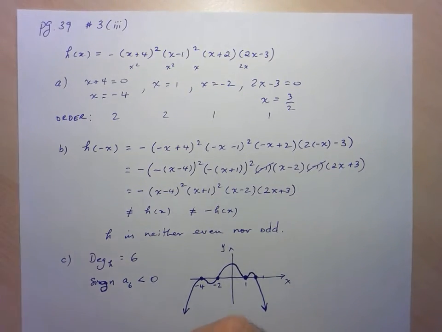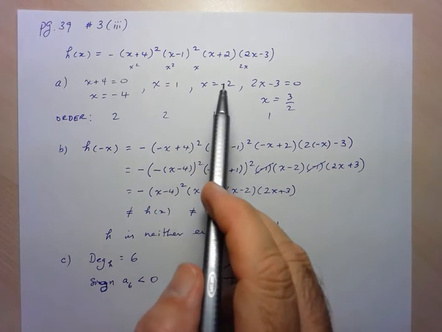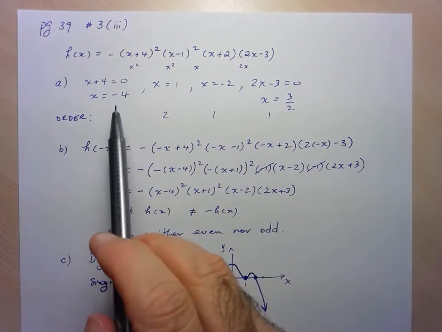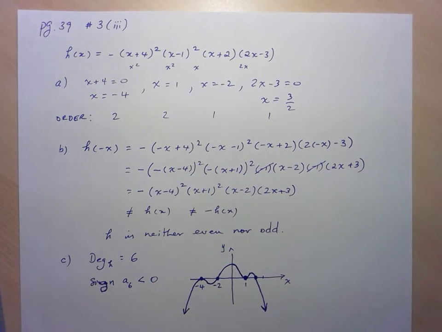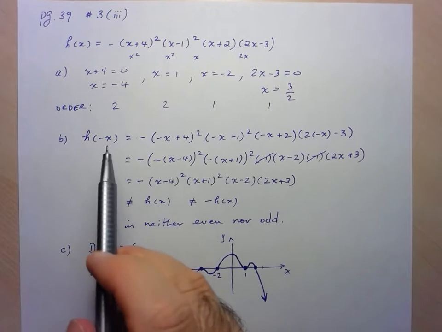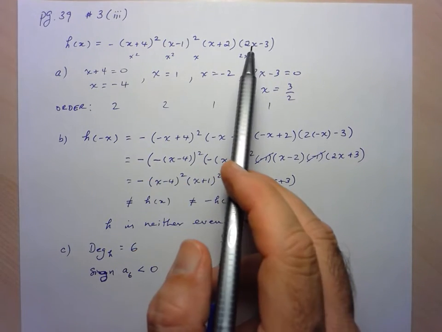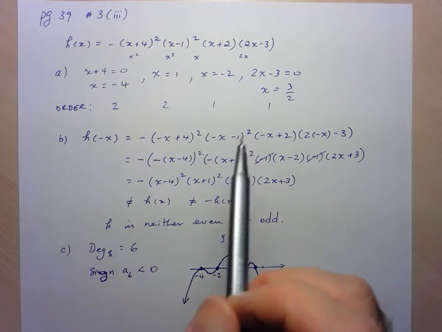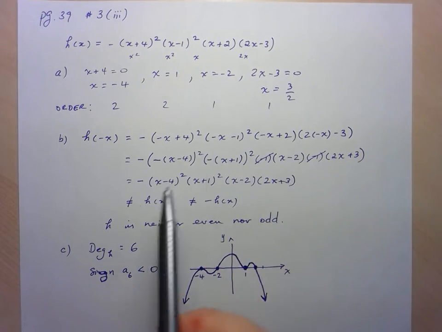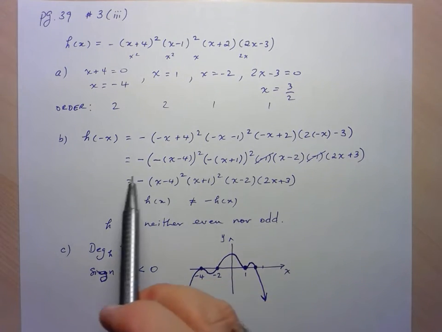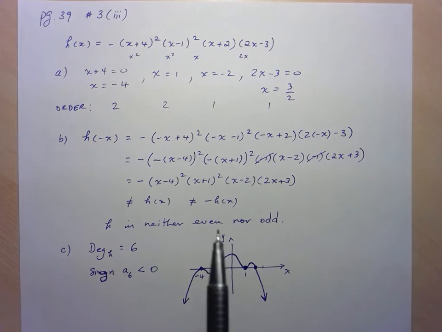So to recap, this was already in factored form, so reading off the zeros was easy, and determining the order is just about looking at the exponent of each of the factors. For determining even or odd, I still take -x and input it into the equation as is, and I just had to do a bit of work to factor out these negatives so that I could more easily compare h at -x to h at x and make the determination here that it was neither even nor odd.